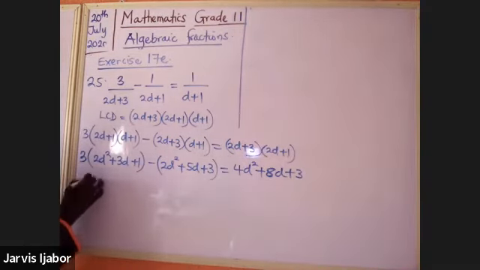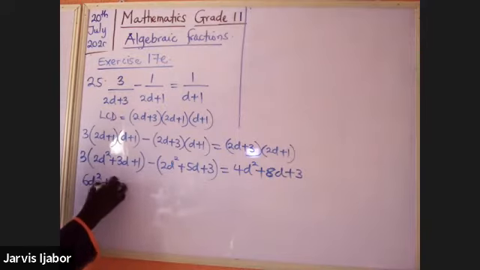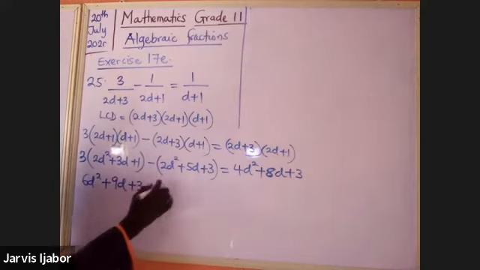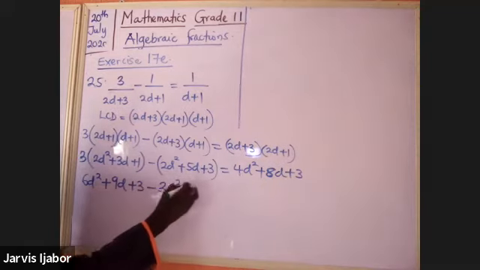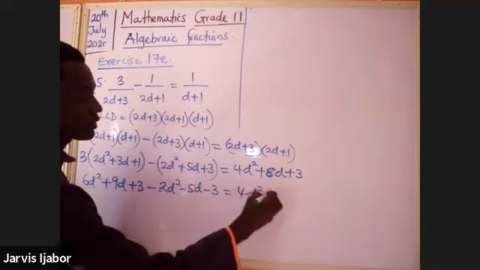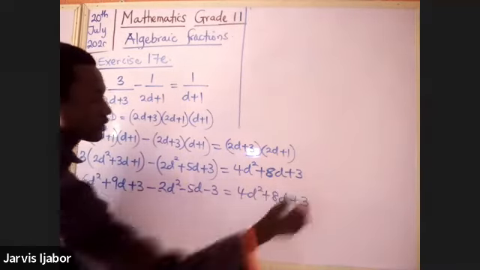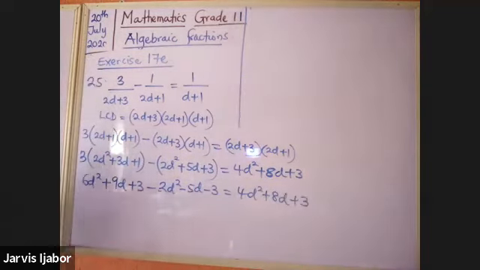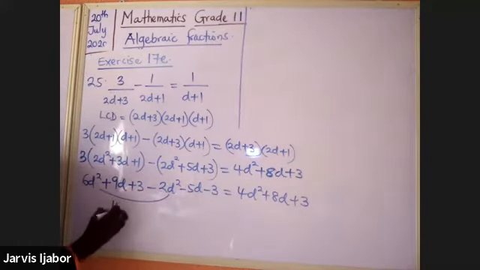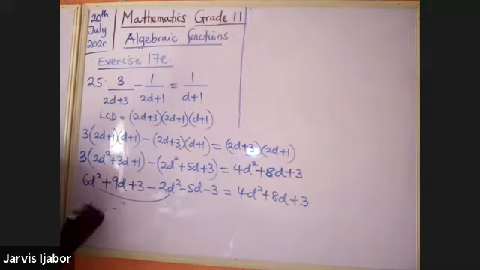So the next thing now is to take care of this one. This will give me 6D squared plus 9D plus 3 minus 2D squared minus 5D minus 3 equal to 4D squared plus 8D plus 3. So I will advise you take care of this part first. Now look at this. This will give me 4D squared. Now take care of this.